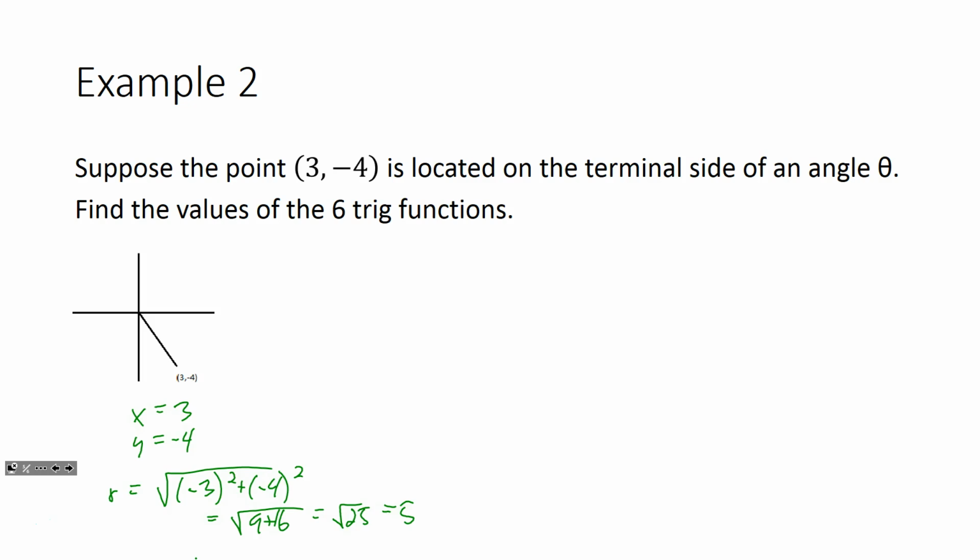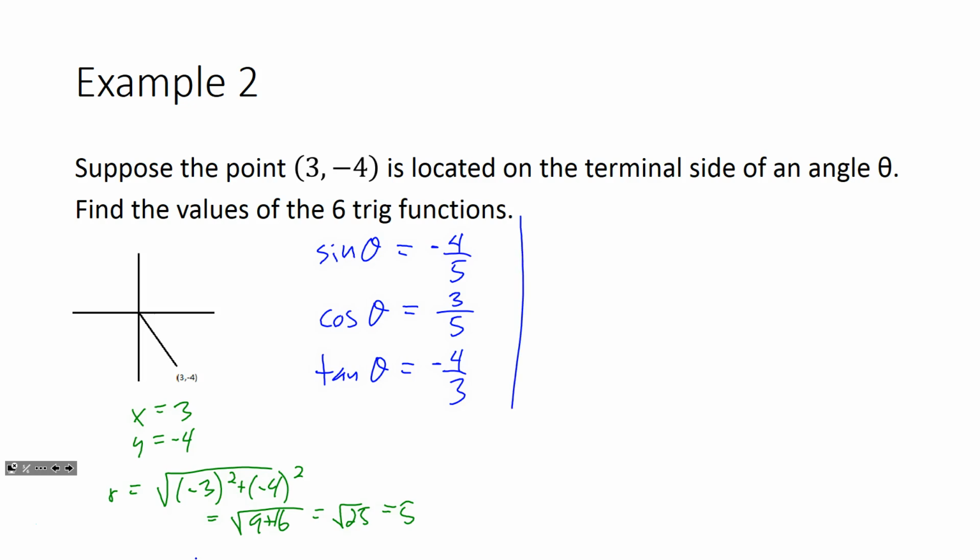So let's run through these 6 trig functions. First off, sine of theta. Sine of theta will equal the y value over r, negative 4/5. The cosine will equal the x value over r, which will be 3/5. And the tangent of theta will equal y over x, which will be negative 4/3.